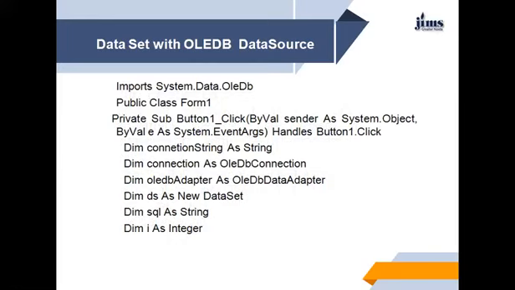In this example, you can see the code. So what is the code? Just see this: imports system.data.oledb. First of all, we will import this statement. Then we will make a class. This is a public class Form1. Now, this is Button1_Click, we will make a button, and on the click event of the button we will write the following code.